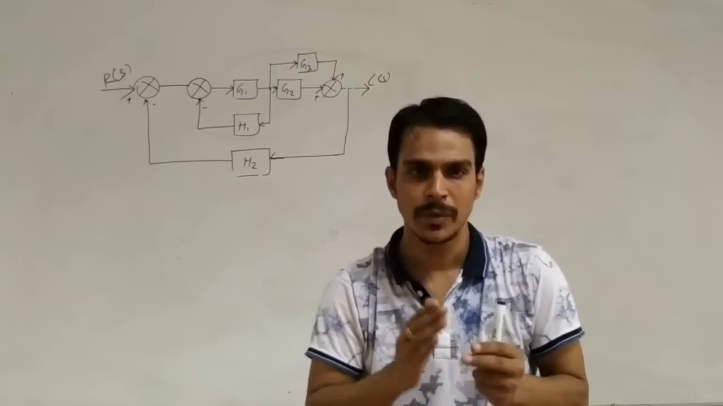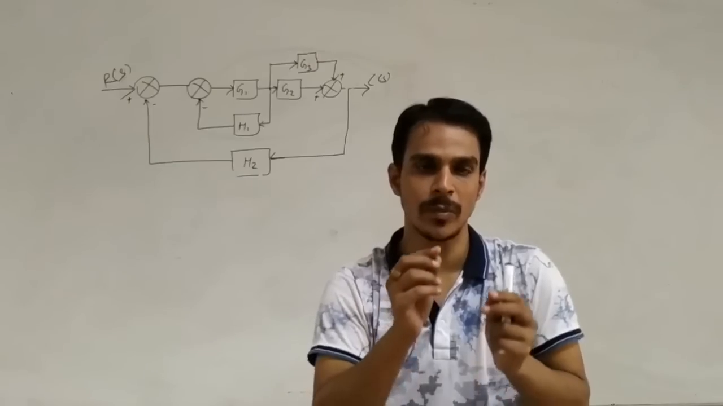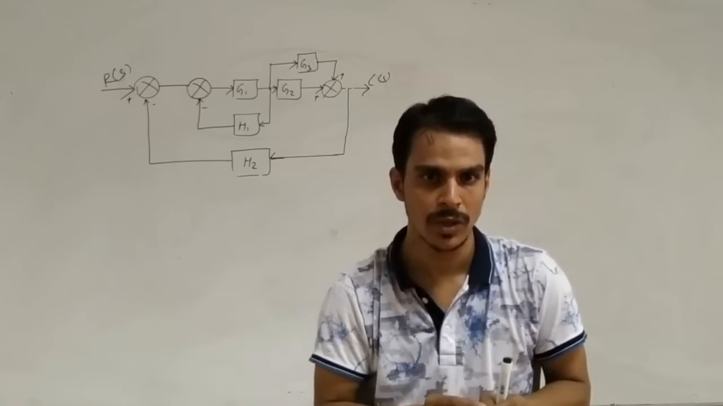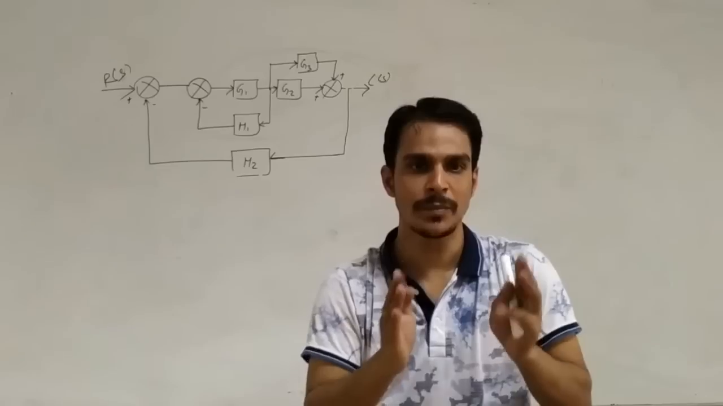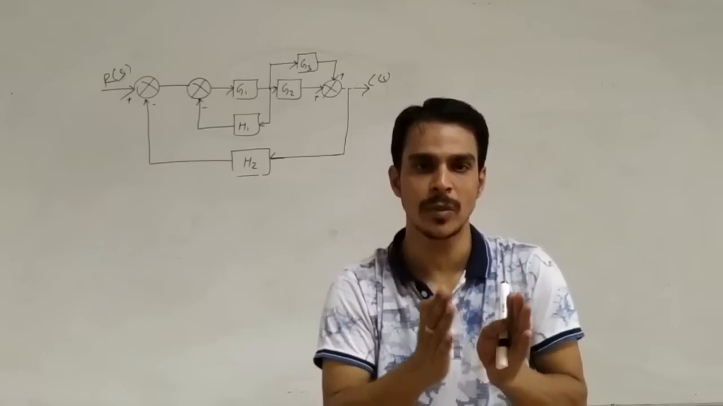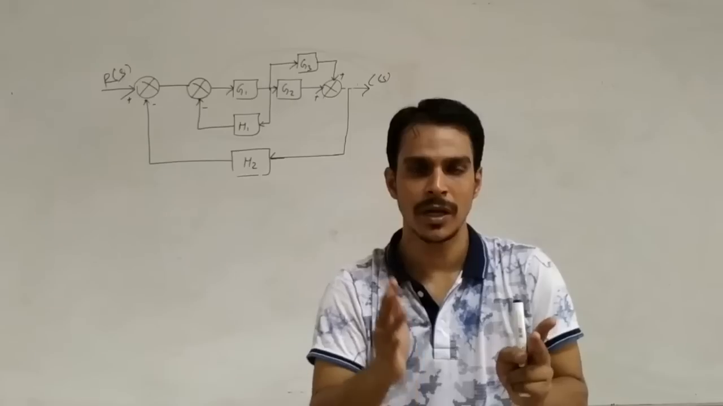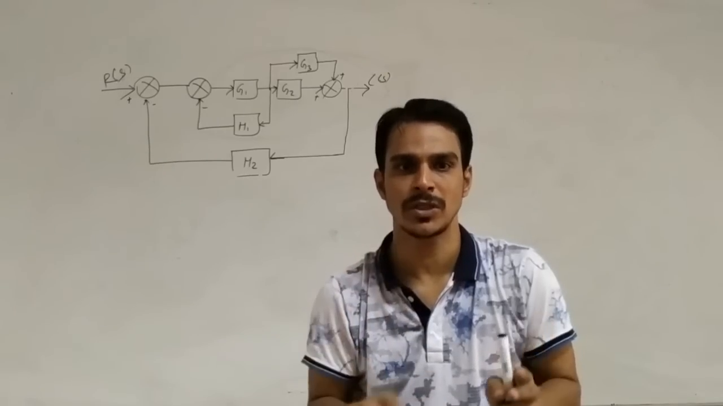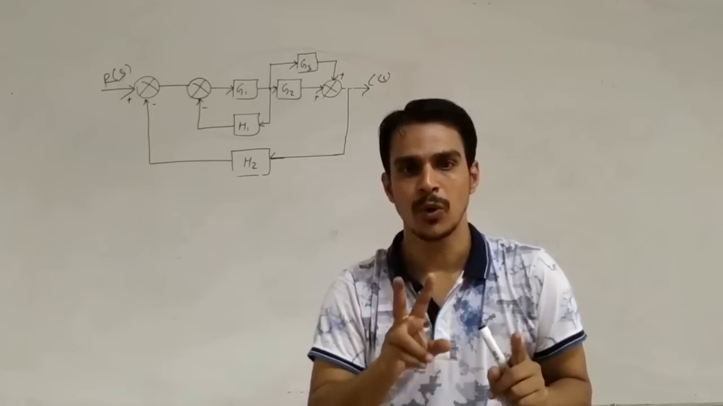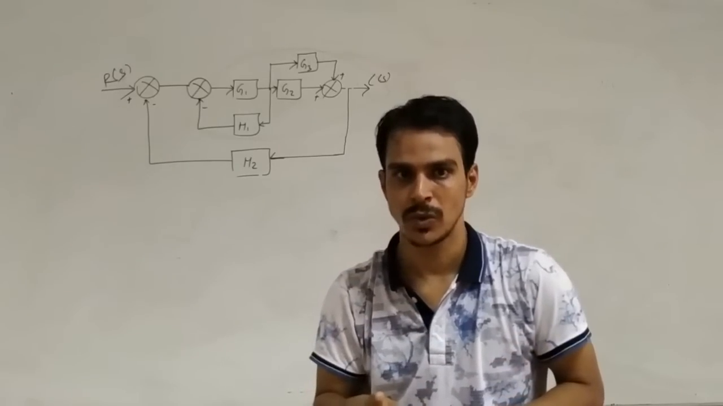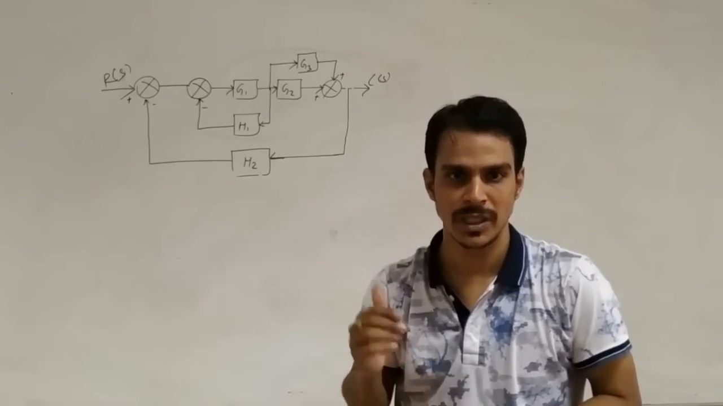If the take-off point is available before the summing point, then the take-off point will be considered as a node, and the summing point will be considered as another node. Means if the take-off point is placed before the summing point, then both will be two individual nodes. In this way we can convert the block diagram to a signal flow graph.